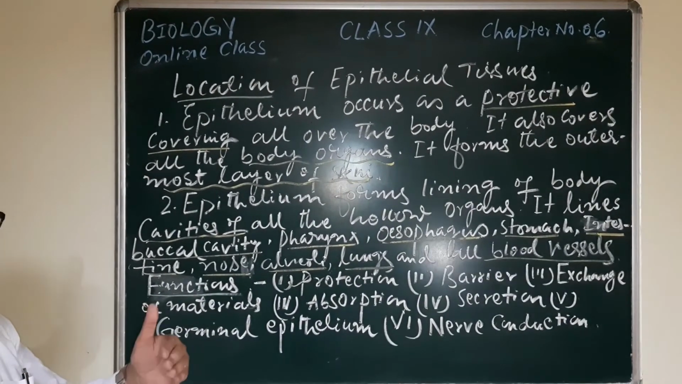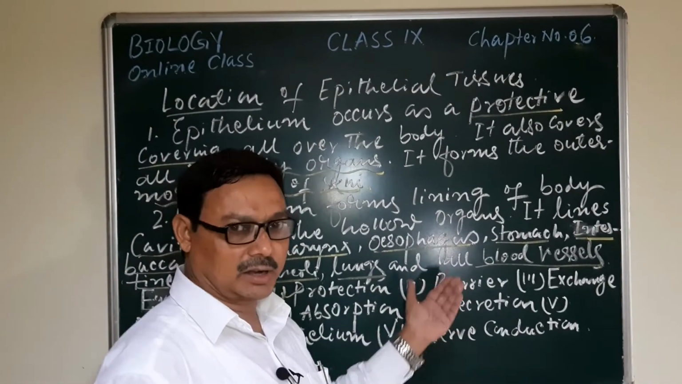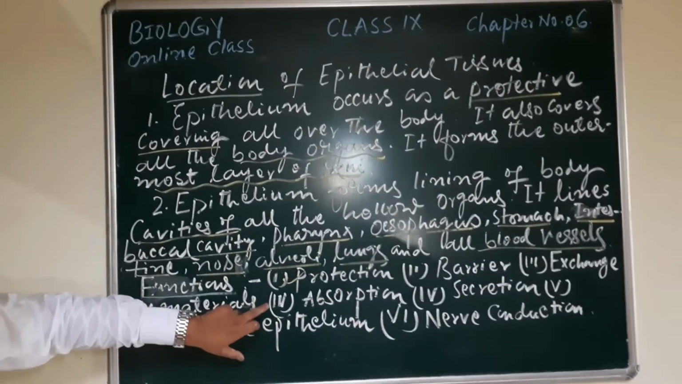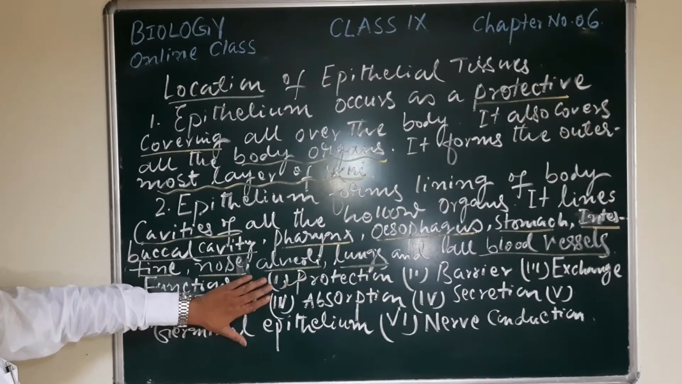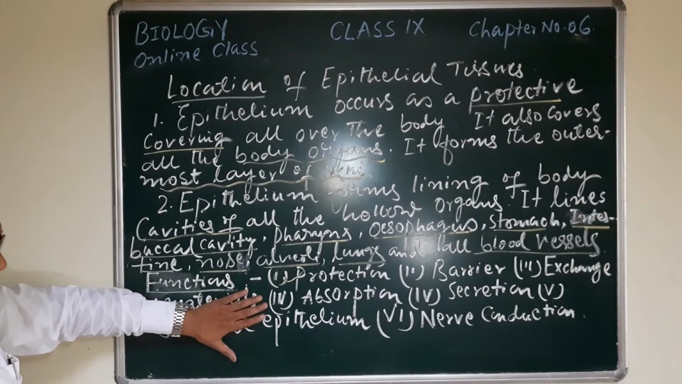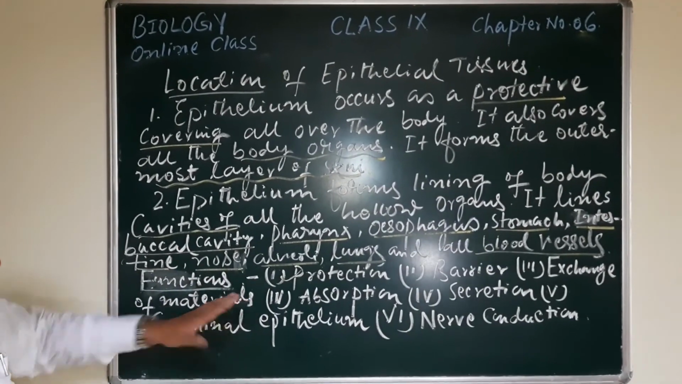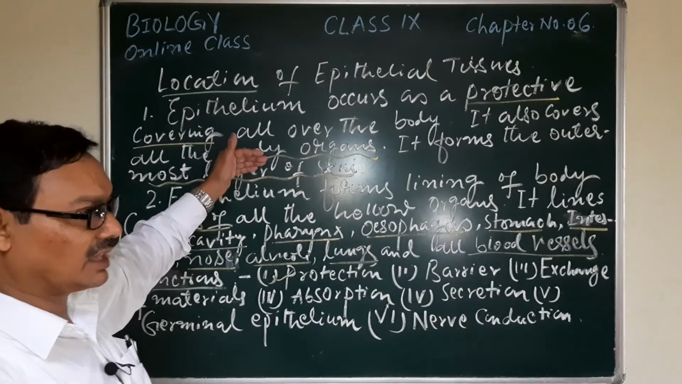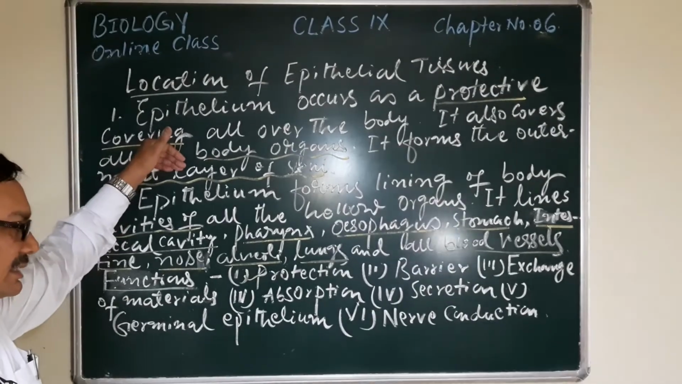Barrier. Barrier means the organ, the system, and the entire part of the body which it has covered will create a barrier between two organs, between systems, and between the different parts of the body. Then there is exchange of some materials between the environment and the body, and also between different parts of the body or different organs. Between the different organs there is a possibility of exchange of substances with the help of the permeability of the epithelial cells.